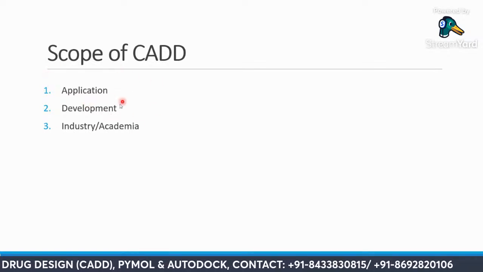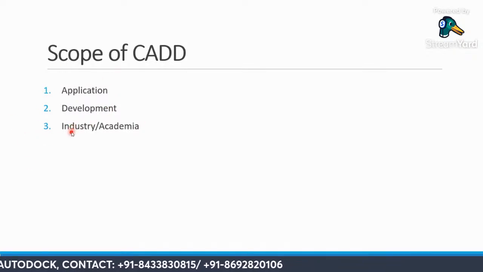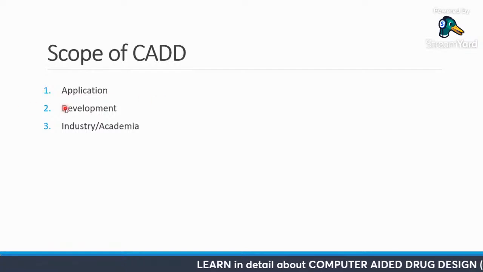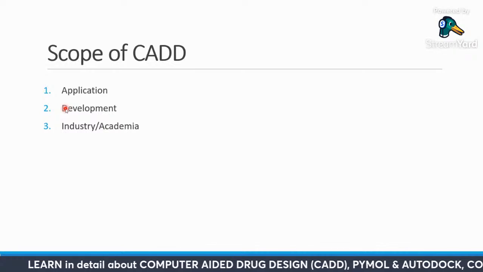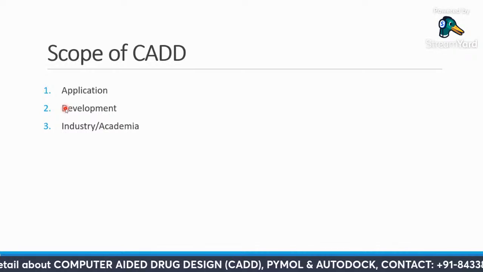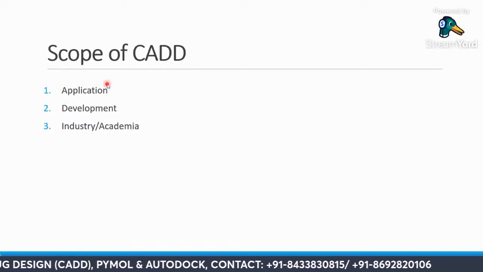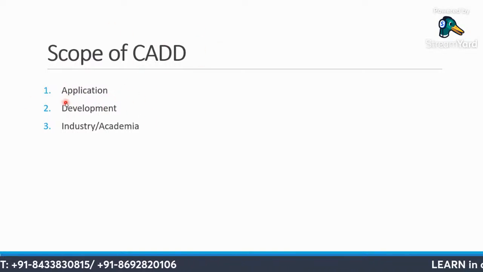Then there's another, actually more rewarding, I would say, field, which is development. Application is also rewarding, no doubt about it, but if I talk about the current scenario, development is very, very rewarding. In development, you're building the software from scratch. So basically you are developing these computer aided drug design tools. As a scientist, you are either applying these tools of computer aided drug design, or you're developing them.